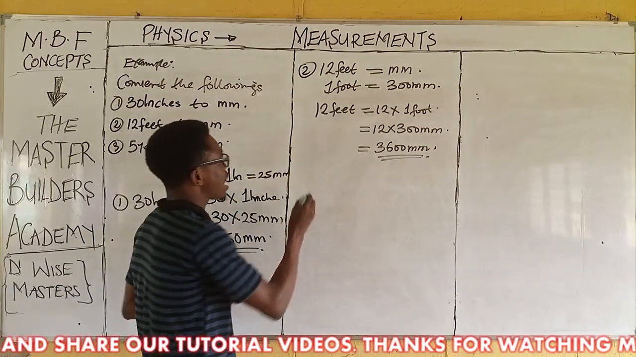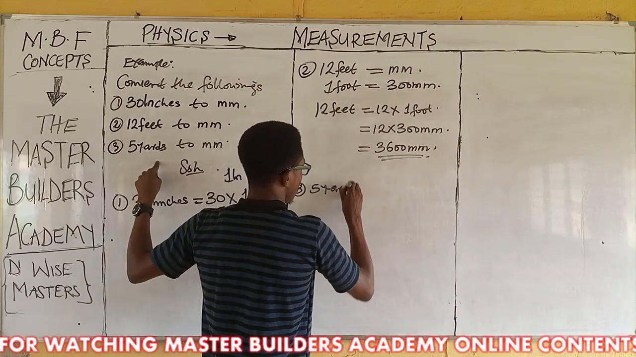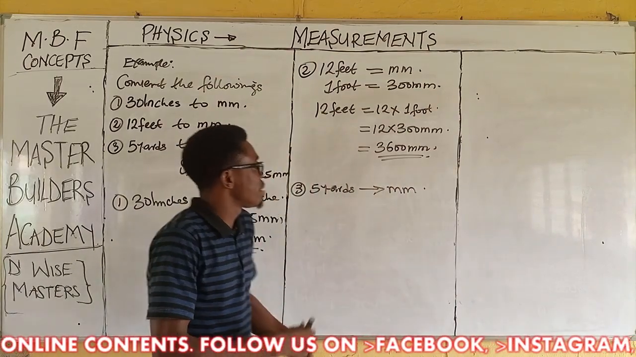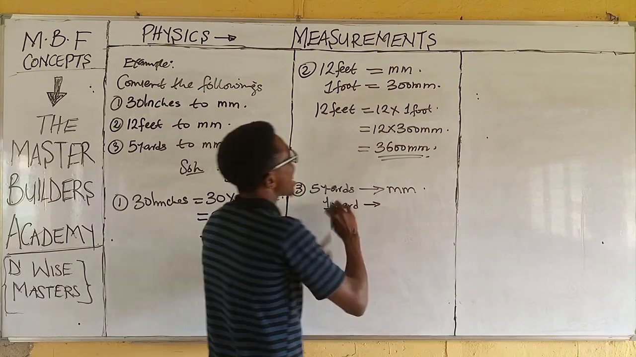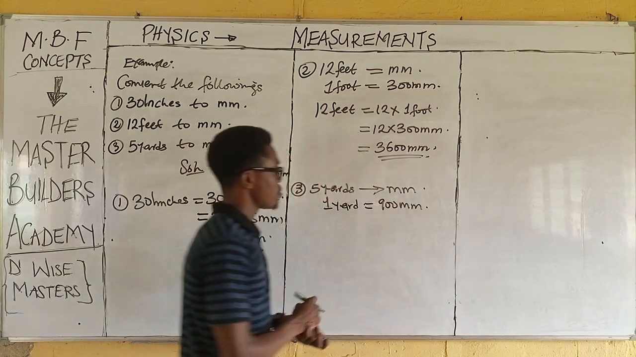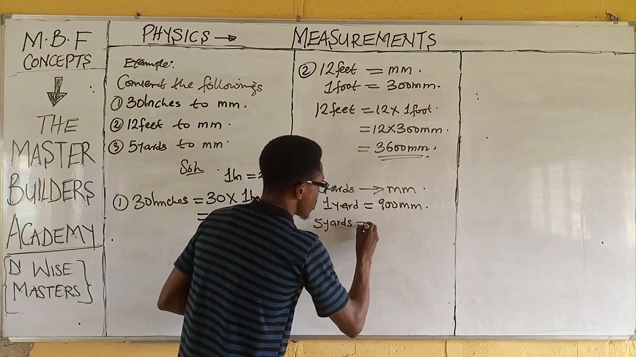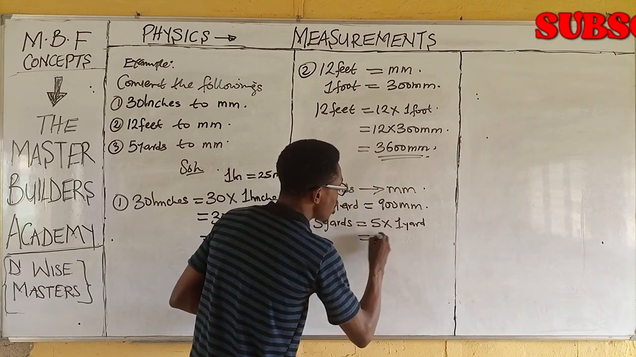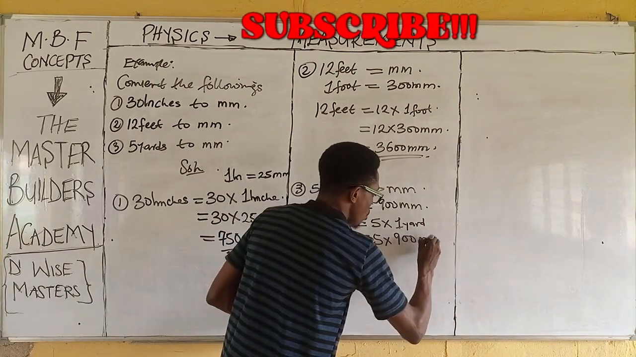This is it. Then finally, number 3, we are asked to convert 5 yards to what? Millimeters. Also, to convert 5 yards to millimeters is simple. All I need to know is what is a yard in terms of millimeters. 1 yard is equivalent to what? 900 millimeters. So then similarly, 5 yards is equal to 5 multiplied by 1 yard. And guys, what is 1 yard? We already said that 1 yard is what? 900 millimeters.